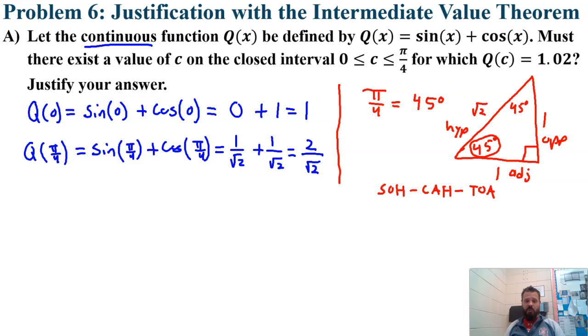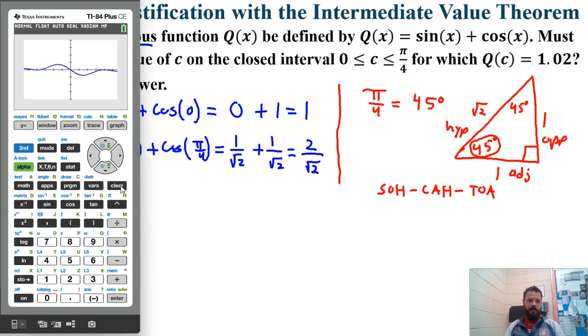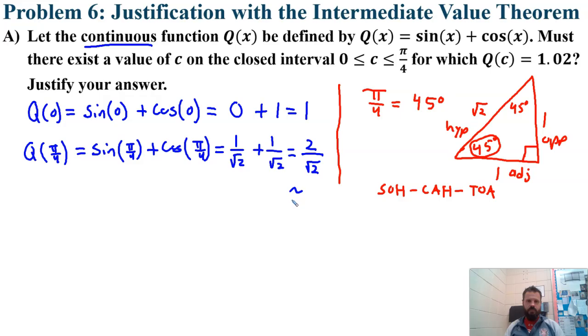If this was on the calculator part, we could approximate that. 2 divided by square root 2 is approximately 1.414. And I guess the other thing is I know since 2 is greater than root 2, this is going to be more than 1. It should be more than 1.02. So what we showed here is that q of 0 is 1, and q of pi over 4 is 1.414.